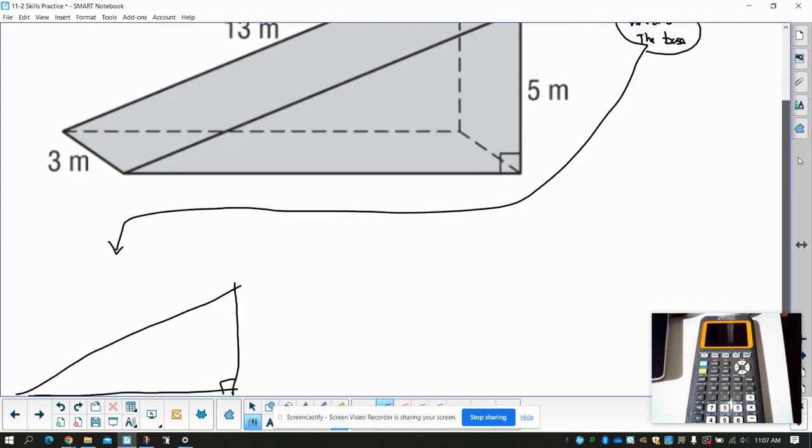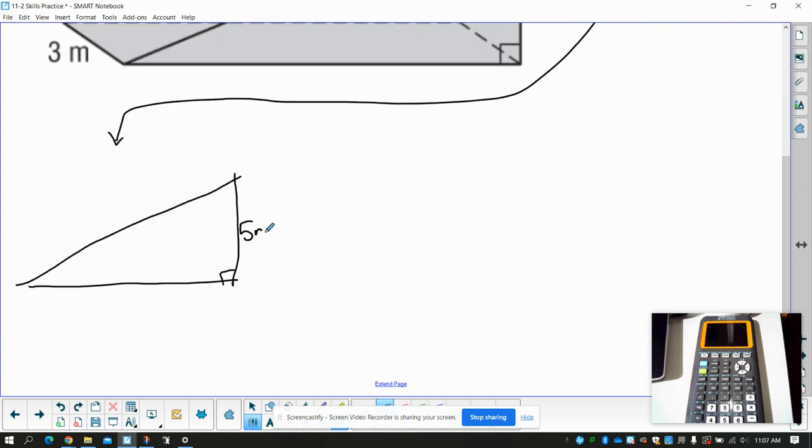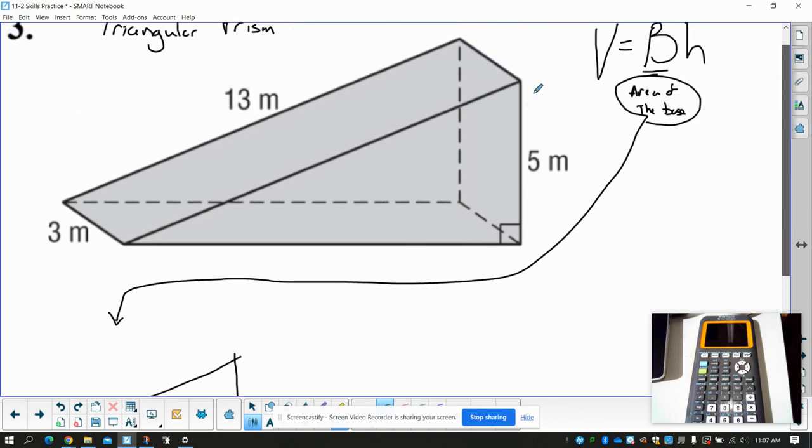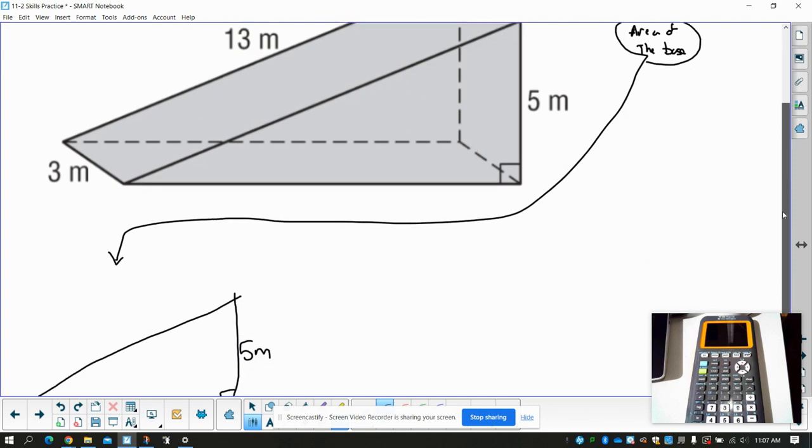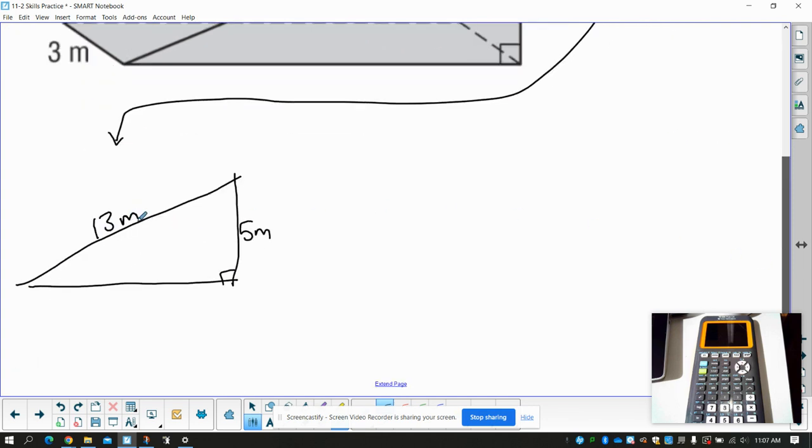If I'm looking at it, I know that one side is 5 meters. I also know that this side right here is 13 meters, which would be the same as this right here. So I can put a 13 meters right there. I don't know what this side is. I'm going to put an X meters. Now the formula for the area of a triangle is 1/2 times little b for base, little h for height. So base times height. So we need to do 1/2 times the base, I don't know, times the height, 5.